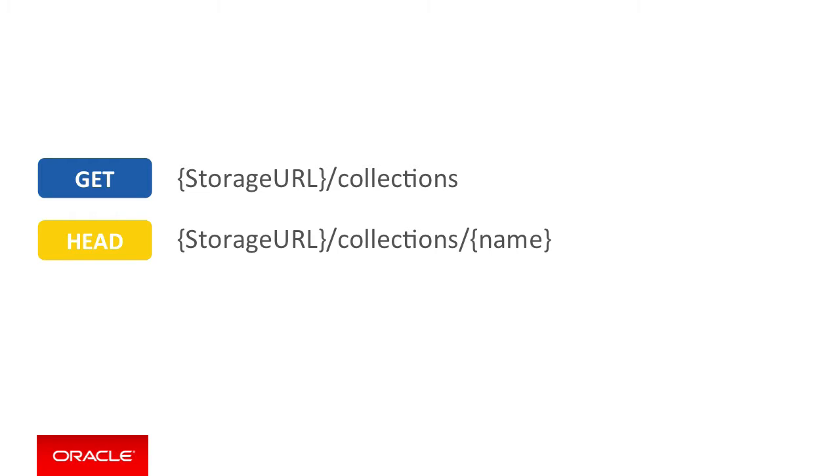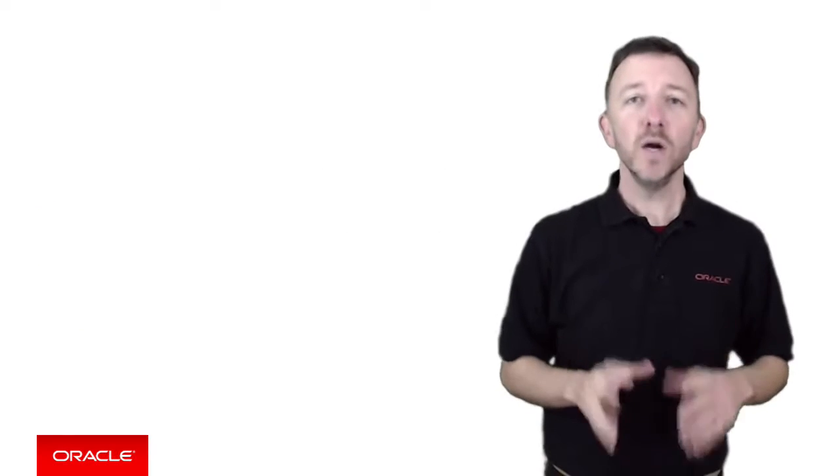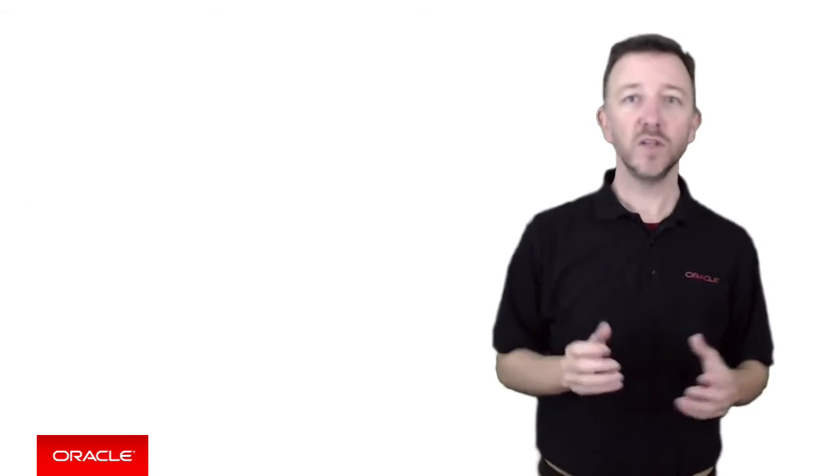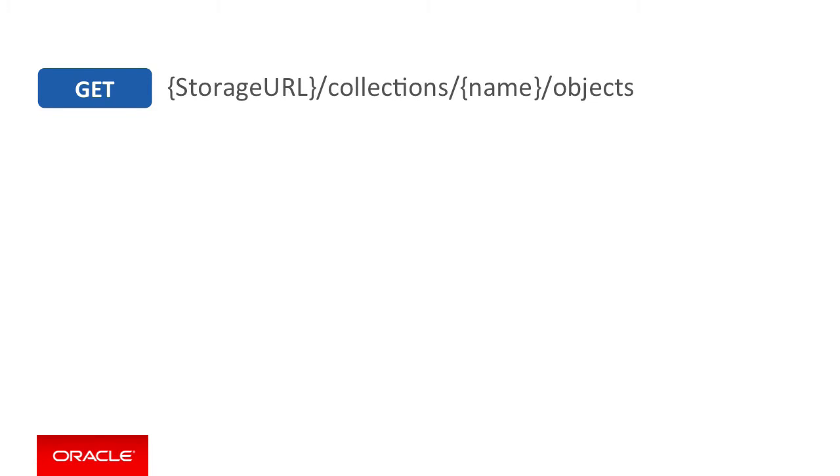The final operation on the collections themselves is issuing a GET on the resource /collection/collection name. In this case, it will return the metadata for that collection alone. Beyond collections, you have a similar set of operations for the objects contained within each collection that we'll now look at. First, if you execute a GET on collections, the collection name, then objects, you will receive all the metadata for all the objects associated with that collection. It's worth pointing out that you don't get the objects themselves, just the metadata.